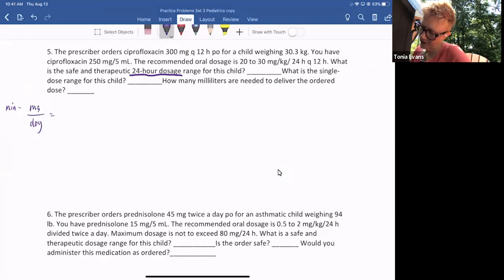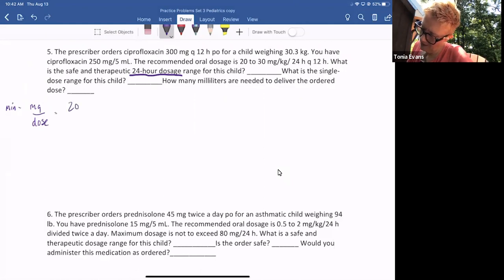And what is the single dose range? So we've got a 24-hour dose range and a single dose range. And I think actually, I'm going to do this one a little bit differently. Let's start out with the milligrams per dose. There's more steps for the milligrams per dose than the milligrams per day, so I'm going to start out with that one.